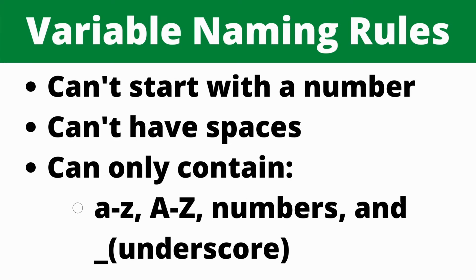Python has a few rules for naming variables. A variable can't start with a number. It can't have spaces. It can only contain lowercase letters from a to z, uppercase letters from A to Z, numbers, and the underscore sign.